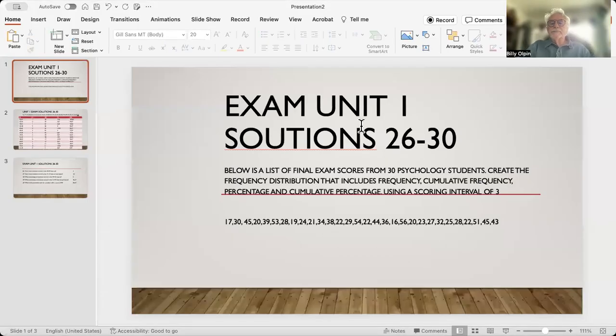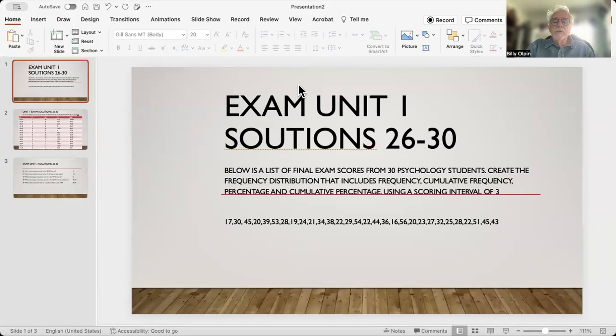So, much like the worksheet for Unit 1, I am just gonna walk through the solutions for questions 26 through 30, which is again about the frequency distributions and setting up your tables, etc. I see it's still a challenge area for many. So please bear with me. And it's short. All right, so here we go.